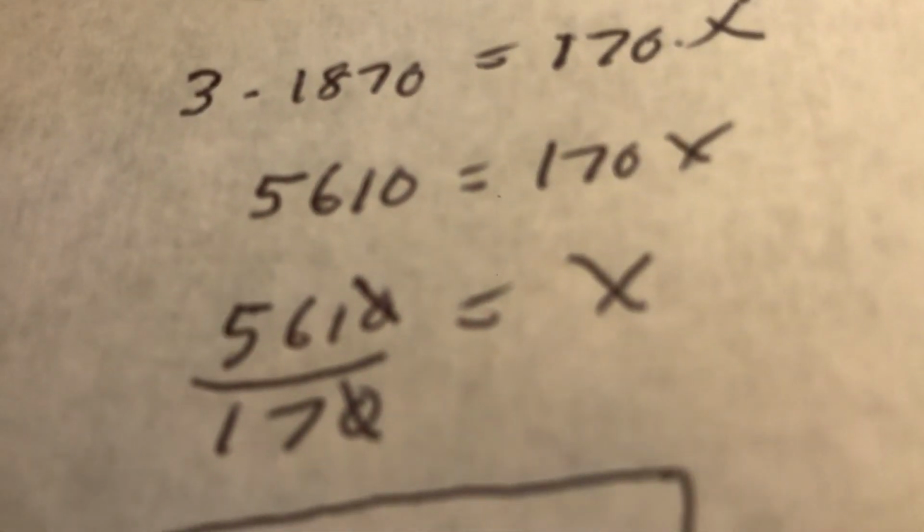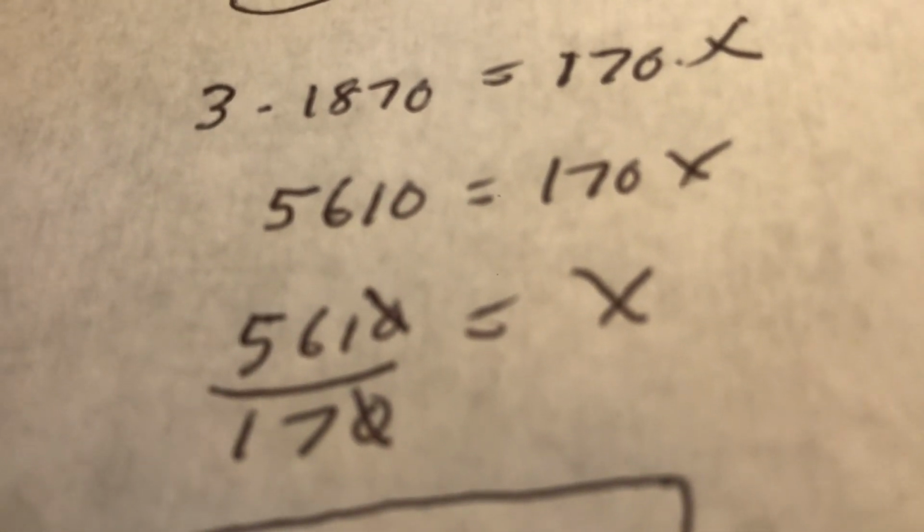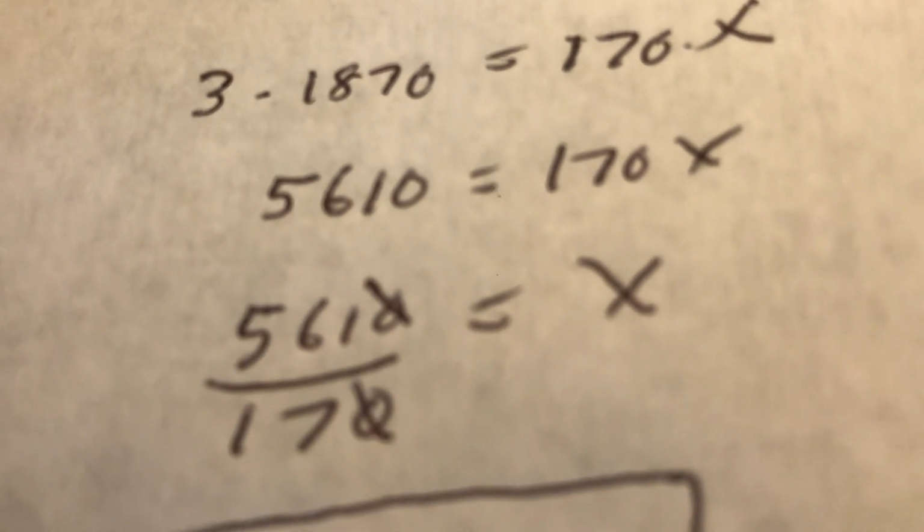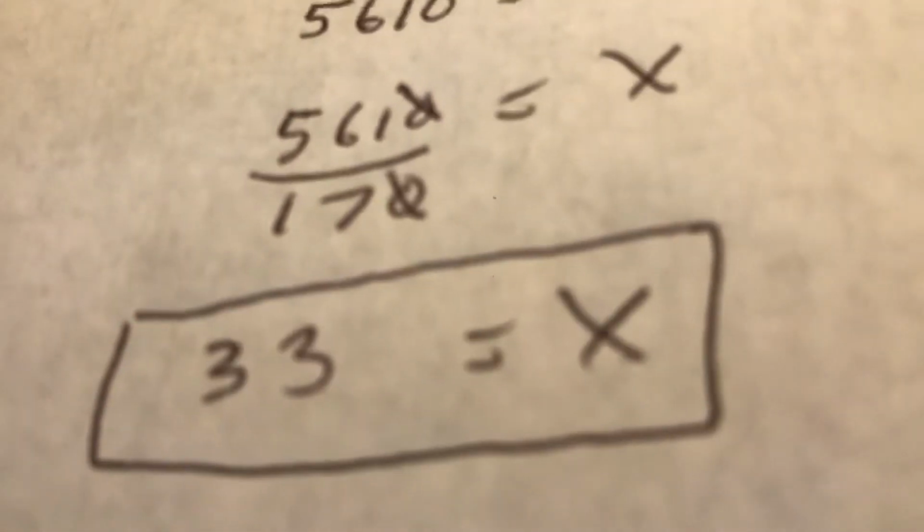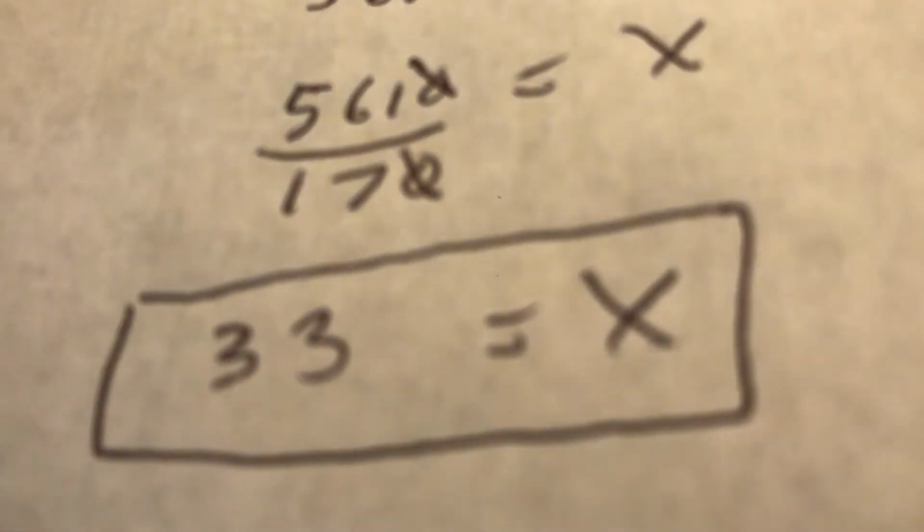I can get rid of the zeros, and then 17 goes into 561 33 times. So that's your answer. Good luck and have a good weekend.